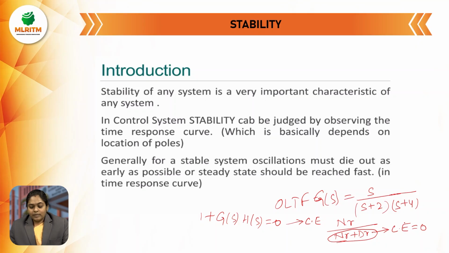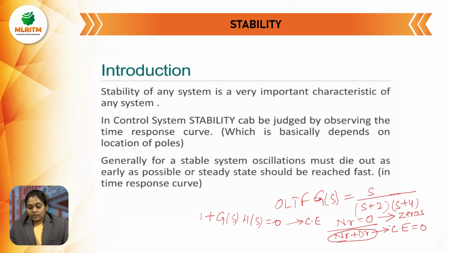So here the first step is, from the given equation, we need to find out the roots by equating the numerator part to 0. The roots you get in the numerator part are called the zeros of the system. Whatever roots you get for the denominator part, if you equate it to 0, are called the poles of the system.